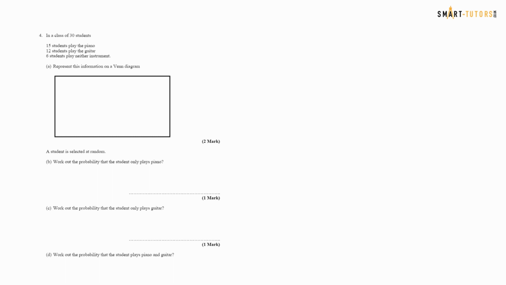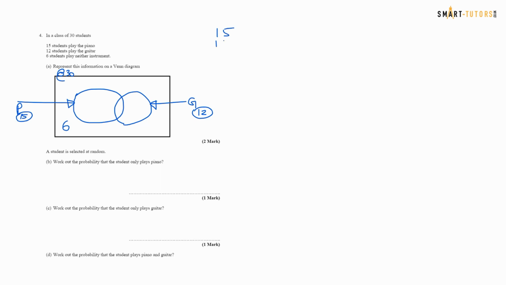Question number 4. In a class of 30 students, so the universal set is 30, 15 students play piano. So the first circle we label as piano, and the second circle we label as guitar. So 15 people play piano, 12 people play guitar, and 6 students play neither instrument. So 6 is outside. Now if you add everything, 15 plus 12 plus 6 is 27, 33. So the difference between 33 and 30, that 3 has to become the middle.